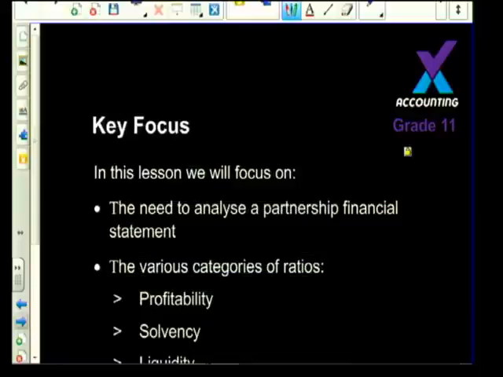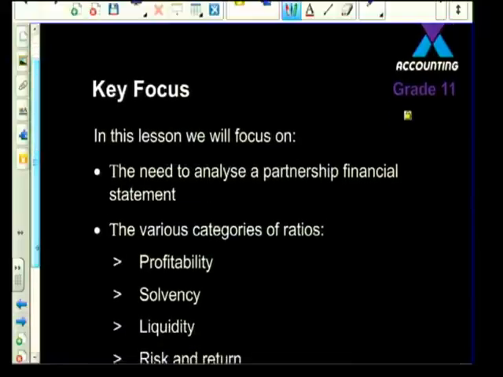So many of the ratios that I'm going to talk to you about today are going to be familiar to you from your Grade 10 work. And it really builds from one ratio to the next. As long as you understand these ratios and know how to apply them, this is a section where you can pick up a lot of easy marks. So let's have a look at our key focus for today.